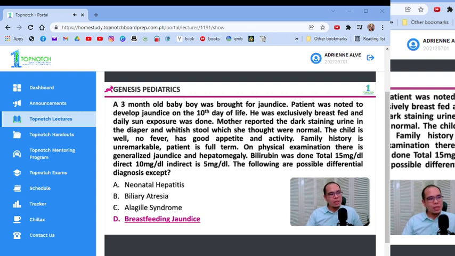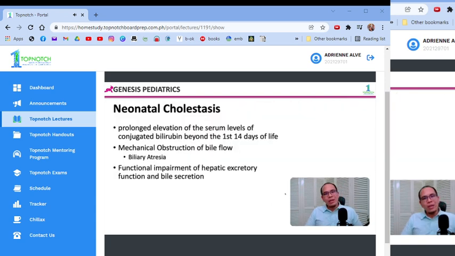Okay, and all of these diseases, neonatal hepatitis, biliary atresia, Alagille syndrome, all of these diseases are cholestatic jaundice, or diseases which have cholestasis as a common feature. Okay, so cholestasis is the prolonged elevation of bilirubin. Okay, specifically your conjugated bilirubin beyond the first 14 days of life. Okay. The common pathophysiology is obstruction of blood bile flow. Okay, so it can be either mechanical, such as what you see in biliary atresia, wherein ang problema mo is yung anatomy ng biliary tree mo, or it can be because of an impaired hepatic function. So hindi gumagana yung liver, hindi niya ma-excrete yung bilirubin. Okay, so ito yung common na pathophysiologic explanation.